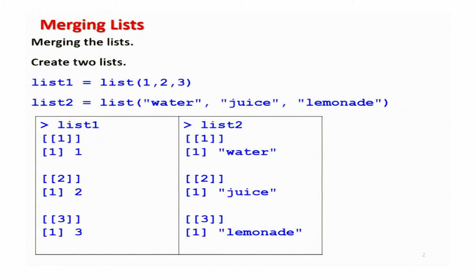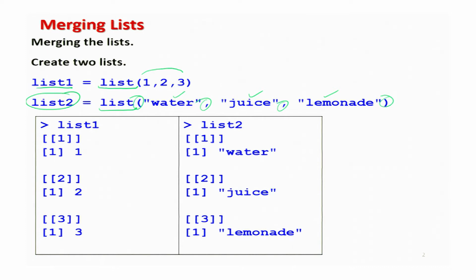Right. So, in the last class we had understood how you are going to create a list. To create a list we simply have to write the command list, and then inside the parenthesis you give the values. So, I try to create here two lists. Say list 1 consists of 3 numbers which are numeric 1, 2, 3, and list 2 contains 3 characters, that is strings, like water, juice and lemonade. I write list, and inside the parenthesis I write all the 3 elements separated by commas.